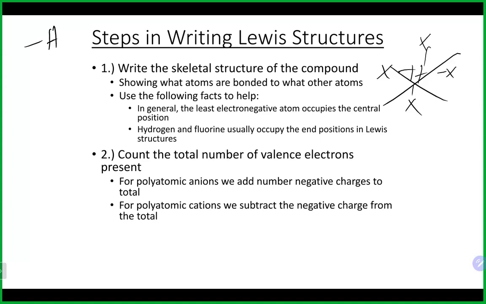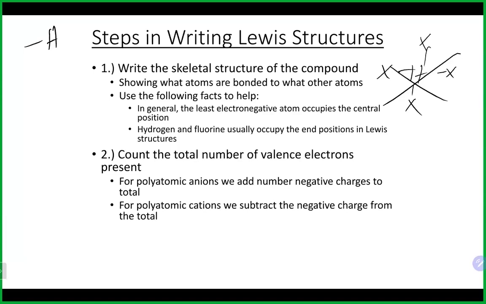Probably the most important thing that you need to do is really number 2, and that is to count up the total number of valence electrons in the entire molecule or ion. And again, we could get the valence electrons from the periodic table and the group number. Now, if you come across something that has a charge, like a polyatomic ion that we talked about, you do have to take the charge into account when you're adding up everything.